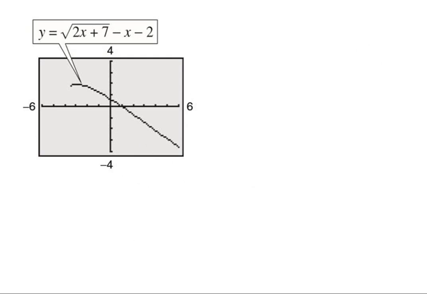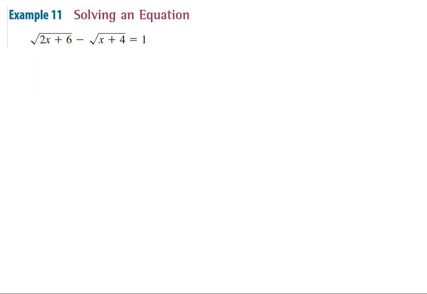All right, so let's take a look at the next example here. So we've got 2 radicals. Well, if you've got 2 radicals, just get one of them by themselves. So we're going to get rid of this right here. So we'll add radical x plus 4 to both sides. So then we get square root of 2x plus 6 is equal to 1 plus square root x plus 4.